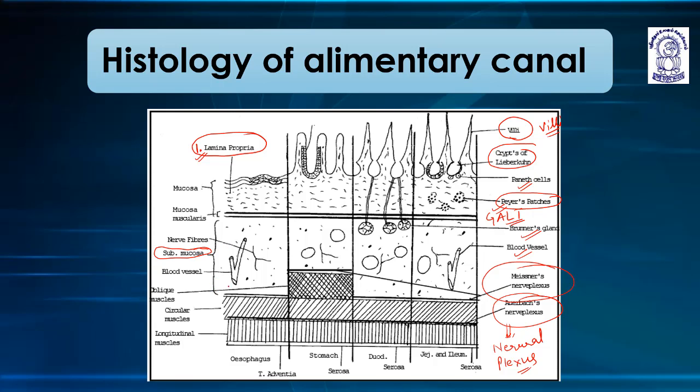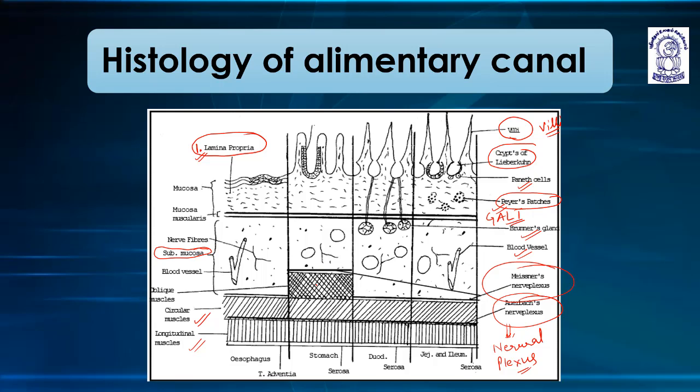And then we have oblique muscles. This oblique muscle is an added muscle. It is absent in the esophagus. Oblique muscle is present in the alimentary canal along with circular muscles and longitudinal muscles. The oblique muscles are absent in the esophagus, but circular muscles and longitudinal muscles are present.